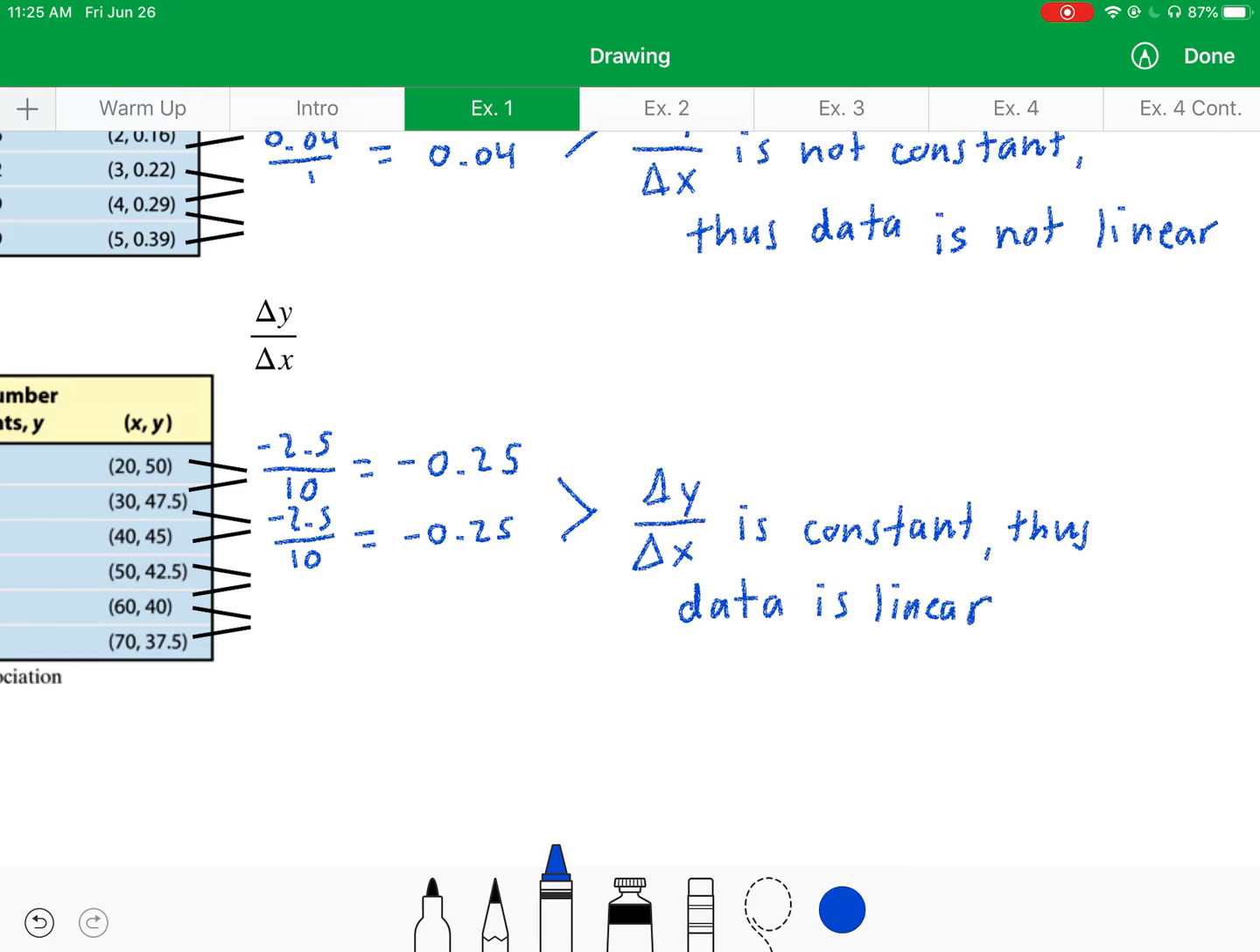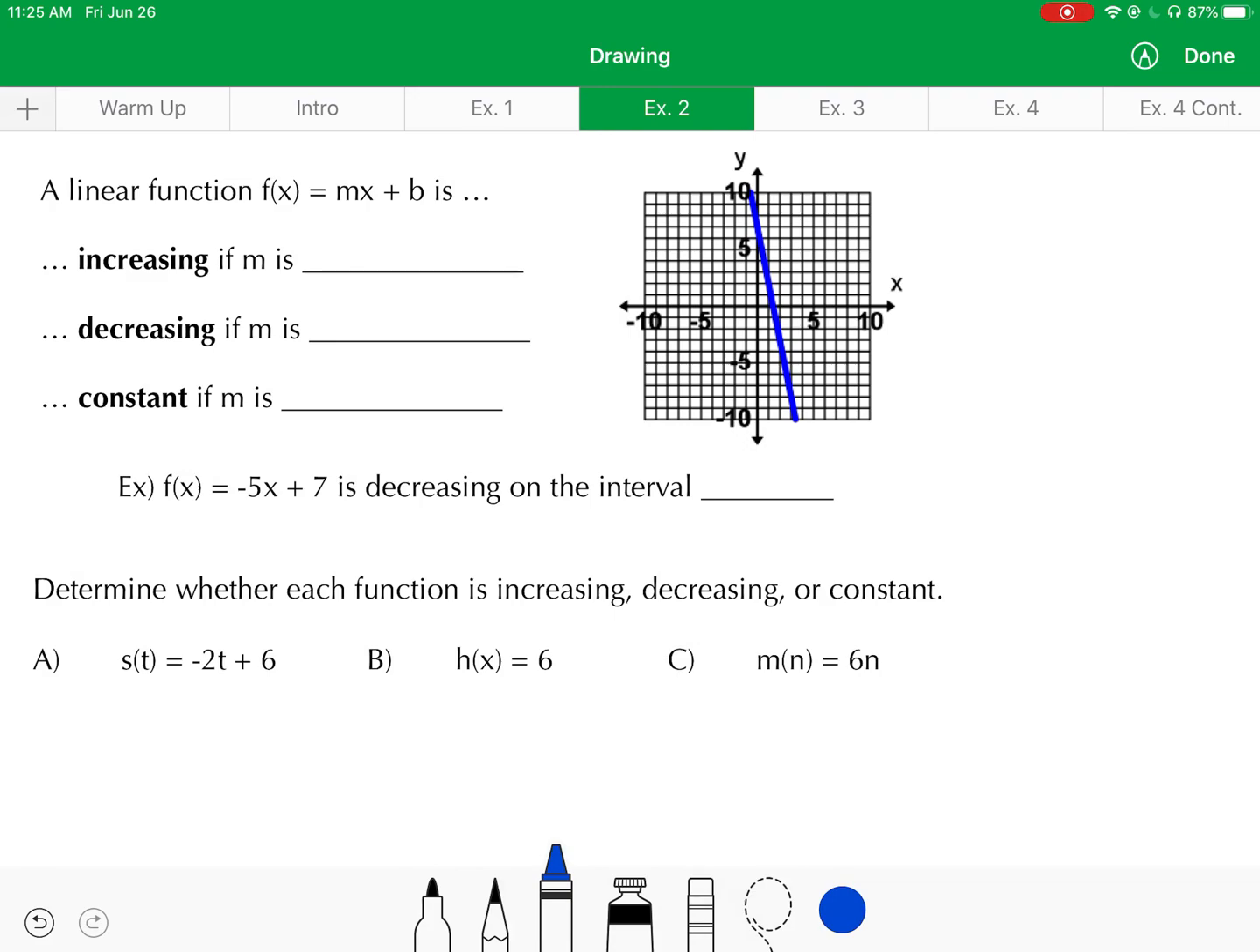All right, moving forward. So let's say we're looking at a linear function f of x equals mx plus b. Notice I'm using function notation here. We can say that that function is increasing as long as the slope of the line is positive. It would be decreasing if the slope is negative. And it would be a constant function if your slope is 0, where you have a horizontal line.